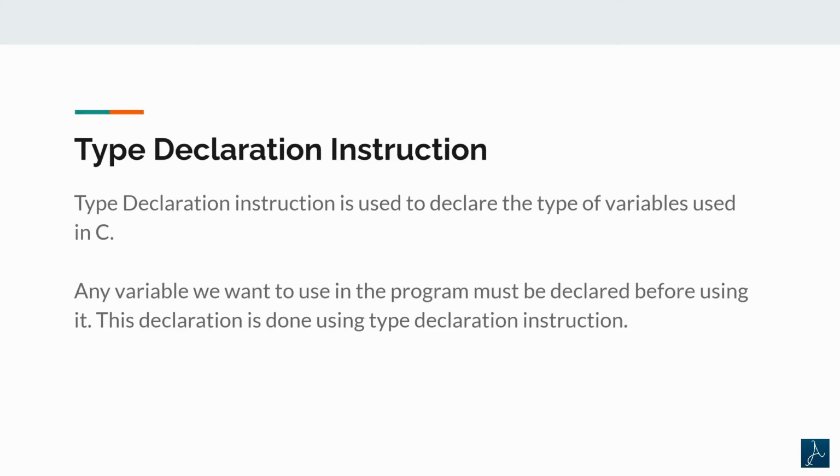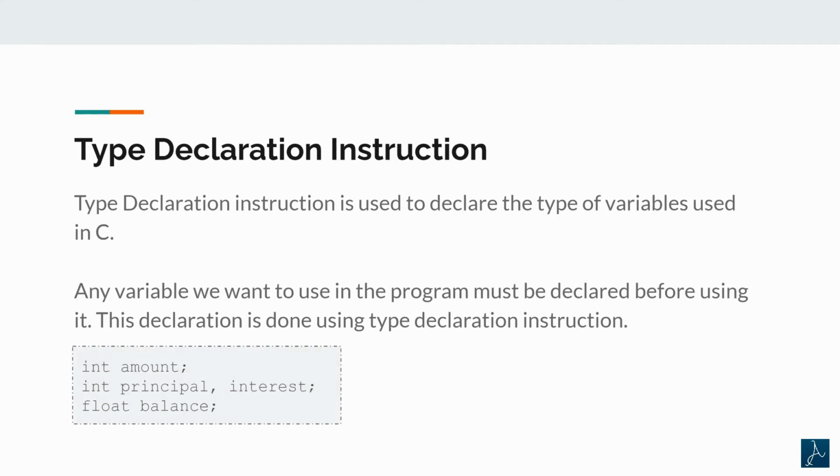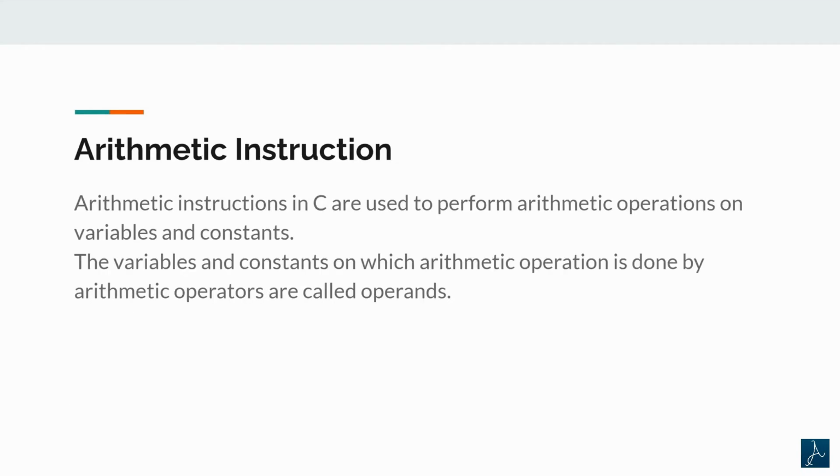Type declaration instruction is used to declare the type of variables used in C. As we already know, a variable needs to be declared before using it in a C program. This is done by using type declaration instruction. Here are a few examples.